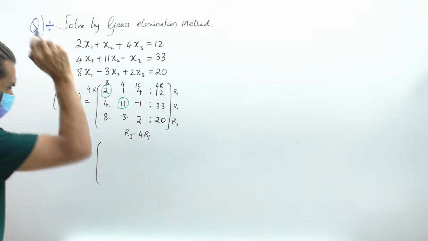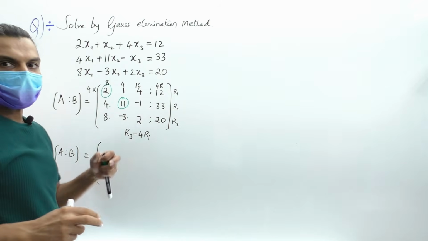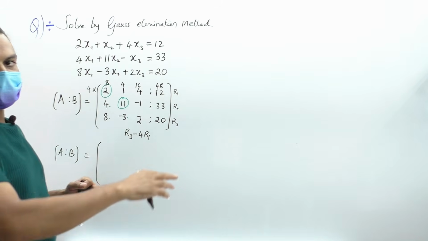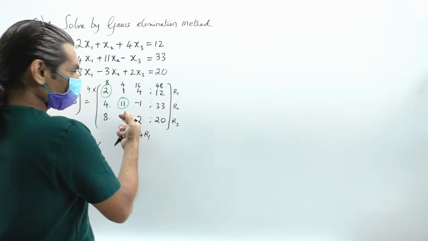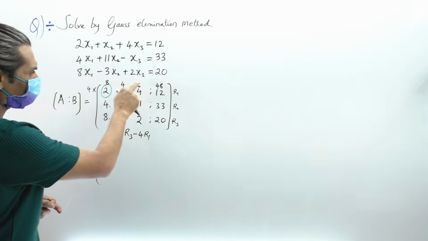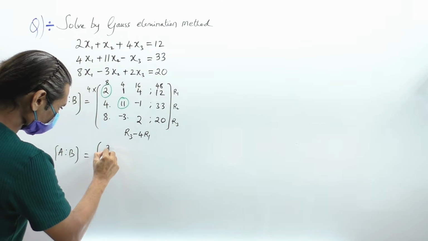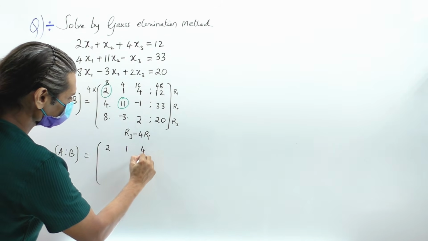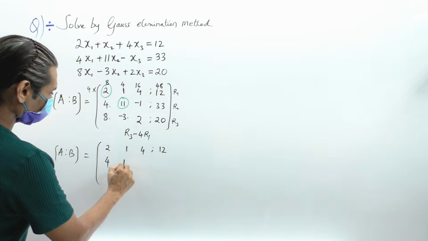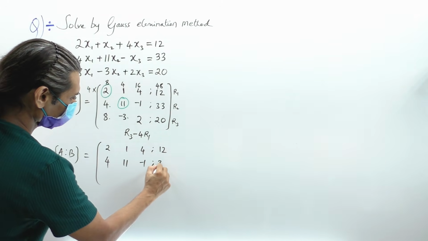equals. Now as I told you, in any matrix by row transformation method, when a row is multiplied by any number, any scalar, it remains the same. So as I told you, we use 8, 4, 16, 48. This will remain as it is. Be careful here. 2, 1, 4, 12. Now 4, and we have 11, minus 1 and 33.